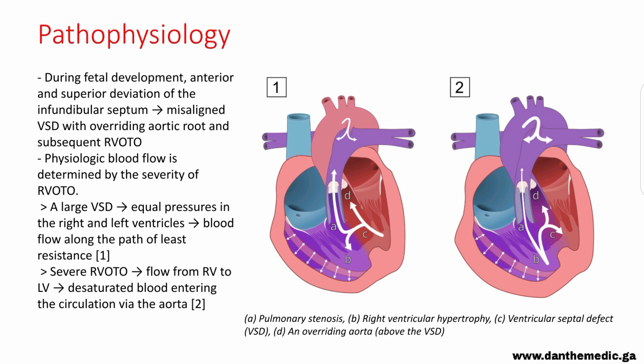But on the other hand, when there is severe right ventricular outflow tract obstruction, flow from the right ventricle to the left ventricle occurs, because since there is an increased pressure buildup in the right ventricle, the pressure will now be more than that of the left ventricle. This will lead to desaturated, or rather deoxygenated, blood entering the circulation via the aorta. The deoxygenated blood enters into the aorta because the aorta overrides the ventricular septal defect, so it is easy for the blood to go into the aorta.